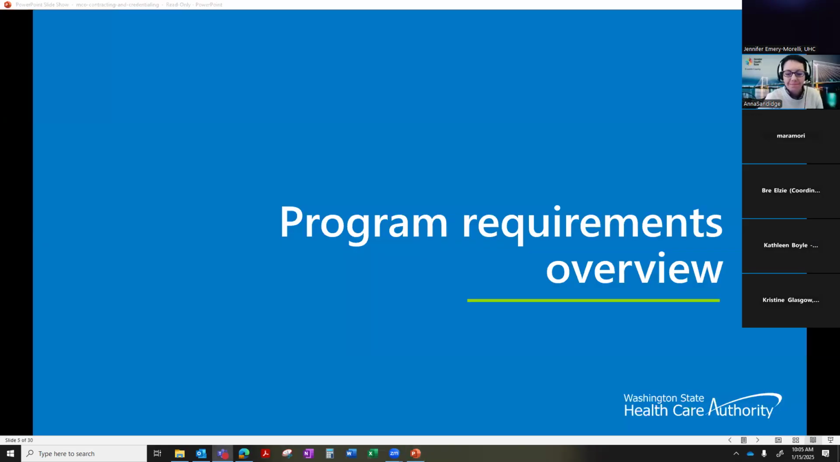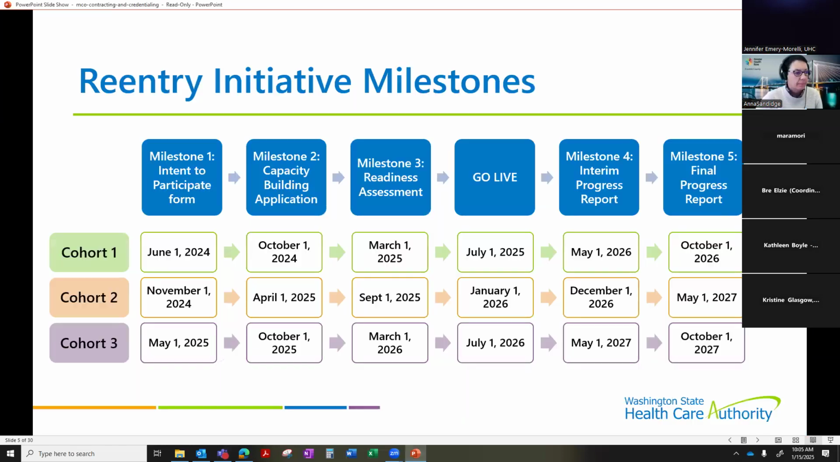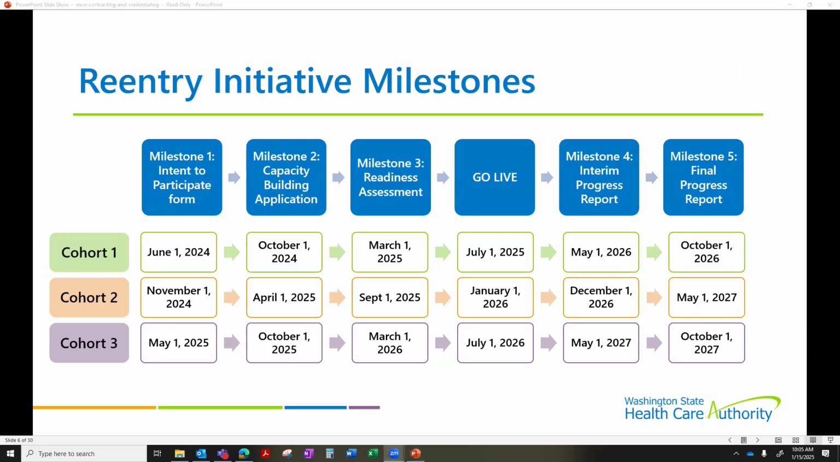All right, program requirements. You probably remember this from last time. Our little milestone chart got a bit of a refresh. We are really talking about milestone 2 today, the capacity building application attestations, our program requirements, and how they play into milestone 3, our readiness assessment. We need to make sure that we can meet all those milestone 2 requirements so that we can explain how we're meeting them for milestone 3. We're just trying to set everybody up for success. That's the goal of these webinars.